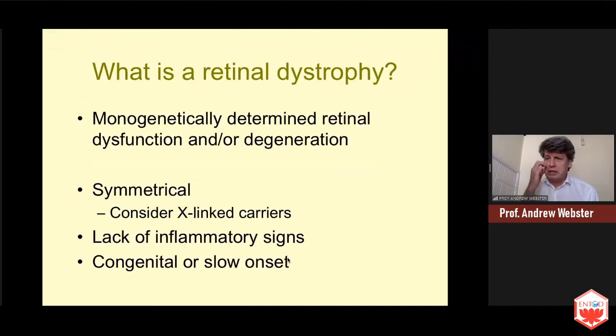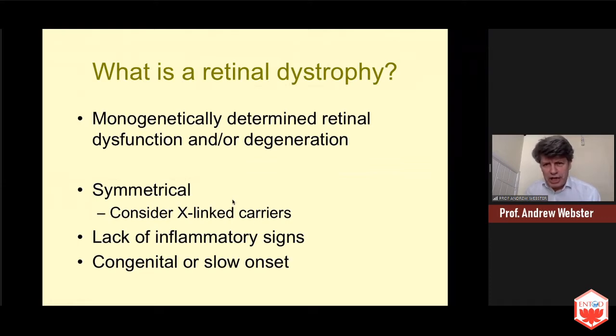Now, it's always good to define the topic of your talk. And so this is my definition of a retinal dystrophy, a monogenetically determined retinal dysfunction and/or degeneration. So AMD is a retinal disorder due to genes, but it isn't a monogenetic disorder. It's due to many genes. So these particular disorders exclusively have one specific gene underlying them. And if we find that gene and we find the variants in the gene that cause the disorder, we immediately know a lot more about it, and that can be helpful. Other genes might affect the expression of the primary gene. They're modifier genes, and we're yet to understand those.